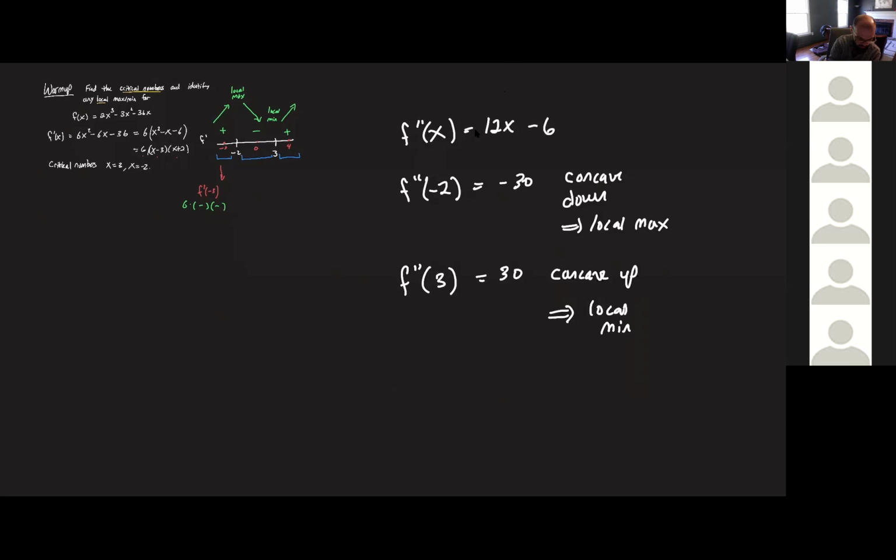or where we have 12x minus 6 equal to 0. And so very quickly here we get x is 1/2. So this should be our inflection point.